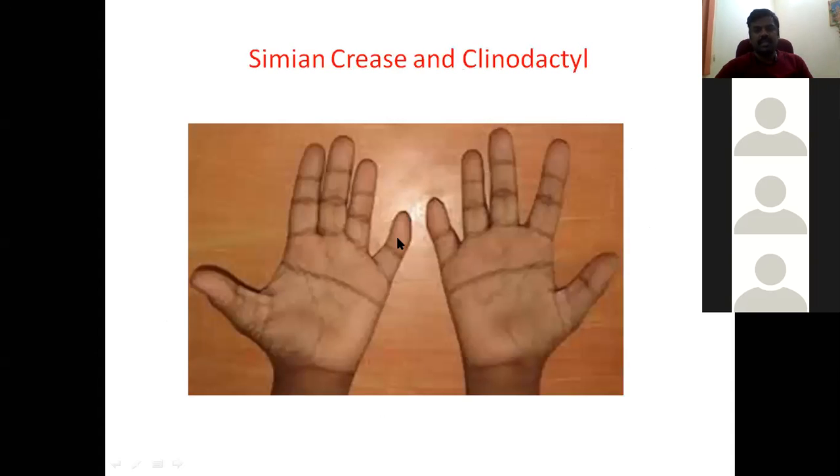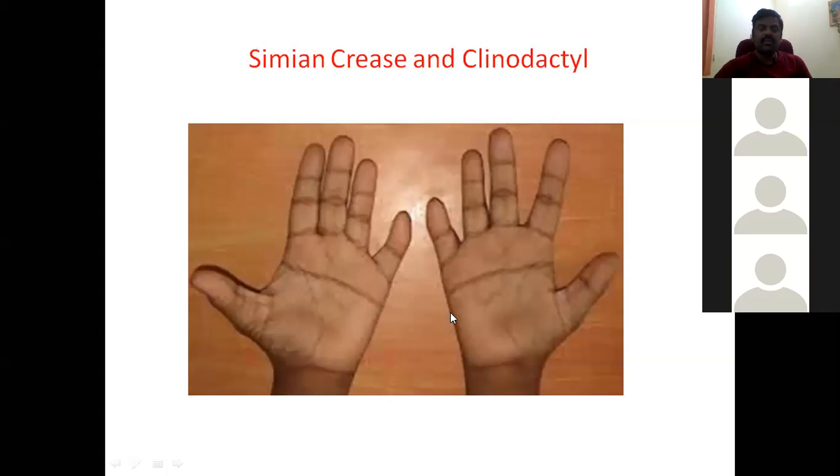You can see the incurving. Sometimes there is hypoplasia of the middle phalanx, and this is called clinodactyly. The fingers are short and the hand is relatively short. So this is brachydactyly, this is clinodactyly, and the presence of a single transverse palmar crease is called simian crease.